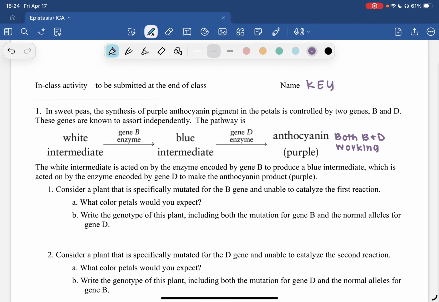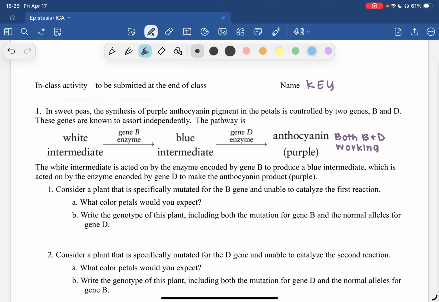Similarly, if your gene B enzyme is working, you would move on to the blue intermediate. However, if gene D enzyme is not working, then again, you would jump back to the previous color. So if gene D is not working, you would get a blue intermediate. So that's how to read the pathway and figure out what is working. So let's look at the questions.